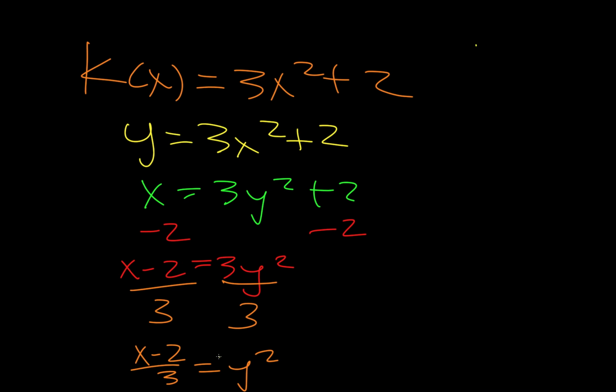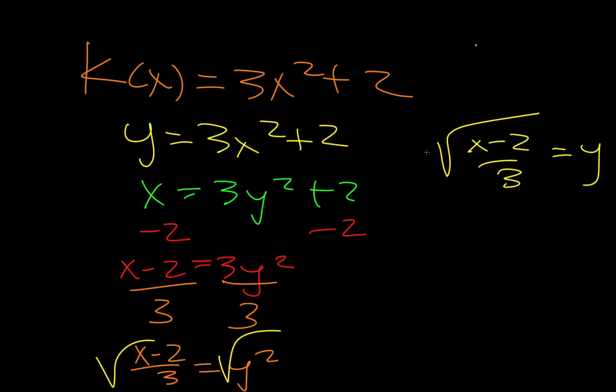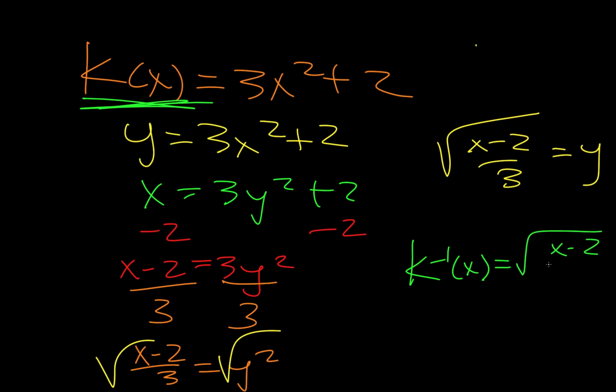And we would square root right here. So we have the square root of x minus 2 over 3 equals y. Now notice that I didn't put a plus or minus. I didn't put a plus or minus because we're restricting it to just the positive. So this is my inverse. Now I just need to fix the notation. And so I'm going to say k to the negative 1 of x equals the square root of x minus 2 over 3.